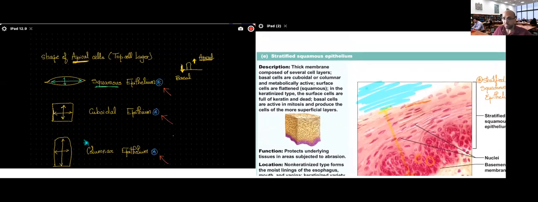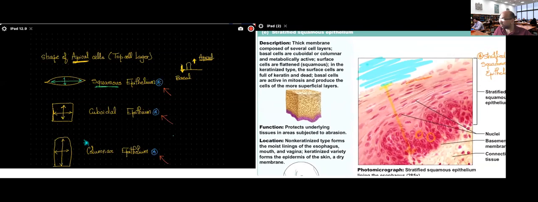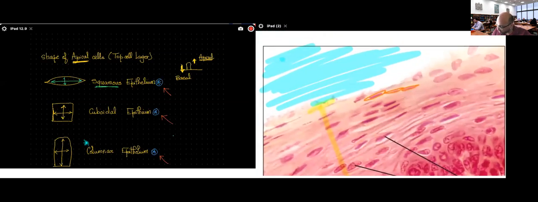First, I need to identify that this is epithelium. How would I know this? Space lined with cells. Look at the cell layers. Do you have one cell layer or more than one cell layer? I would say that I have many cell layers. So this is going to be stratified. Look at the shape of apical cells. What is the shape of those apical cells? The cells at the top layer. Those are flattened. So this is going to be a stratified squamous epithelium.